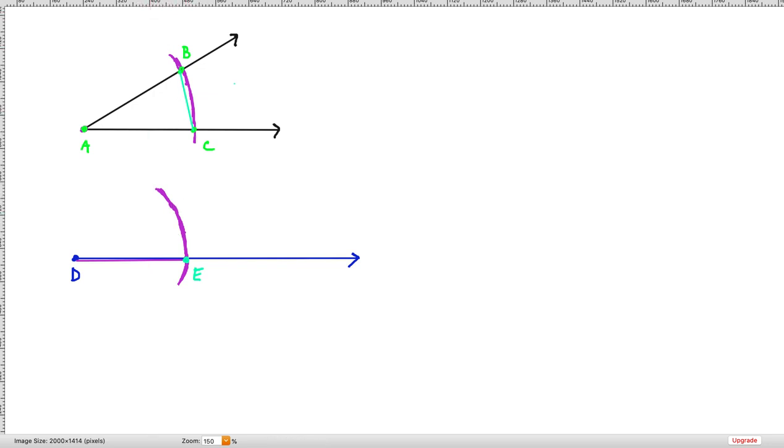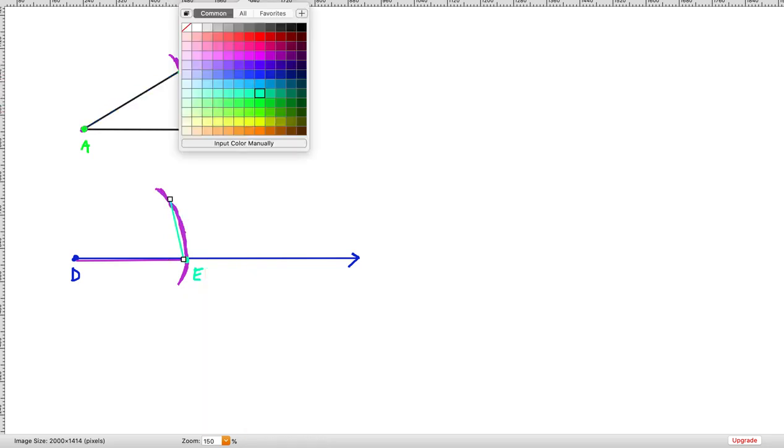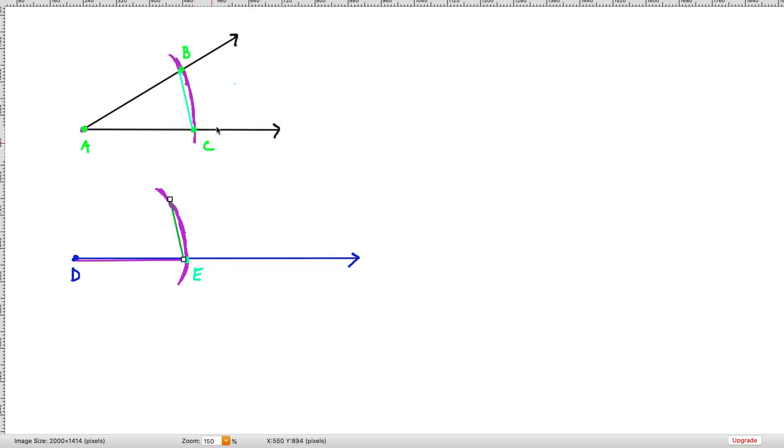So I could sit here and I could go, let's do this nice, maybe I could do this, I think. So let's see. Yep, okay. And then I could go and I could draw from point E, I could draw an arc that's exactly the length of from B to C. So let me pick a color. And basically that arc would look like this.